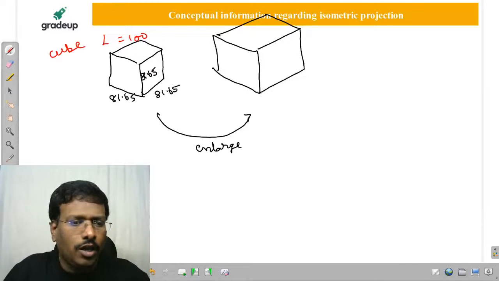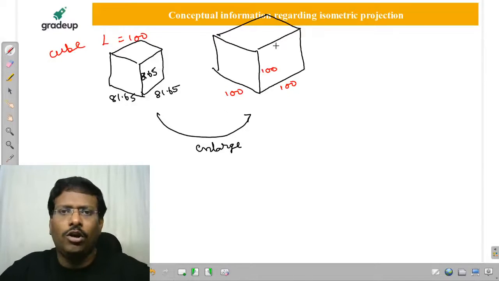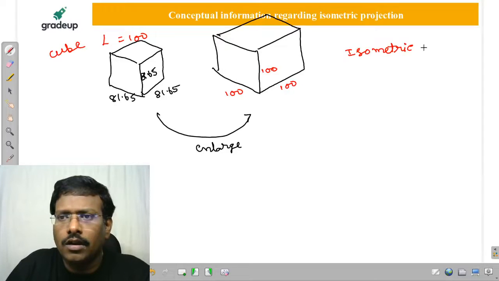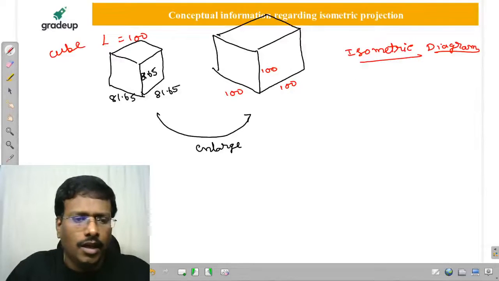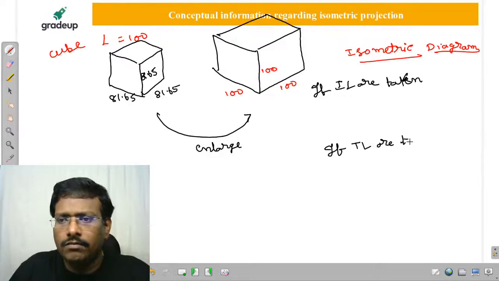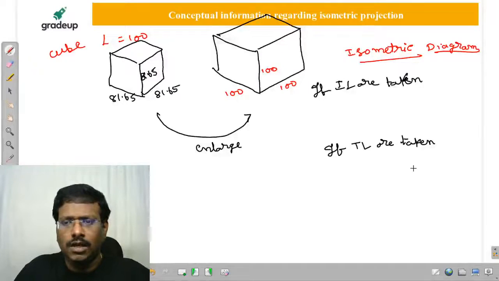Like this. So how much are we going to take here? 100. Here also 100. Here also 100. So while drawing the isometric diagram or isometric figure, if isometric lengths are taken, or if true lengths are taken, then what is it called?